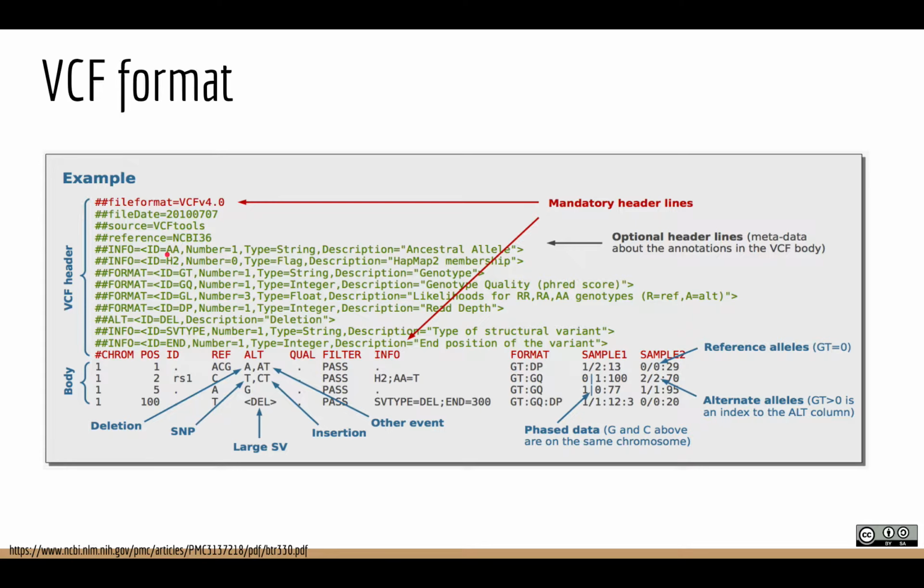One of the tags that can be present in this info field is this AA, which in this case represents the ancestral allele. So this header tells you what this token, this ID AA, actually means. It has a description associated with it. There's another info field called H2, which is whether or not that variant is present in HapMap. In this case, HapMap is just another study that people refer to.